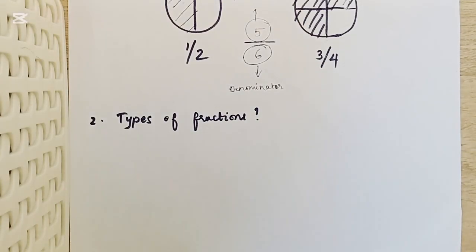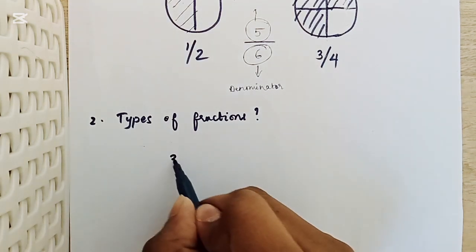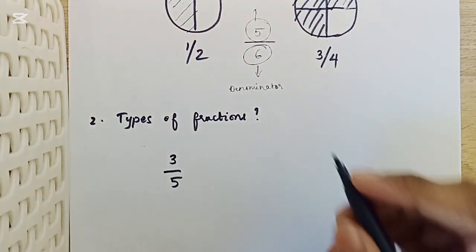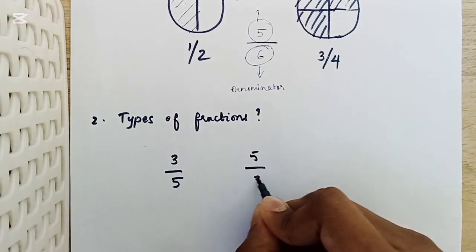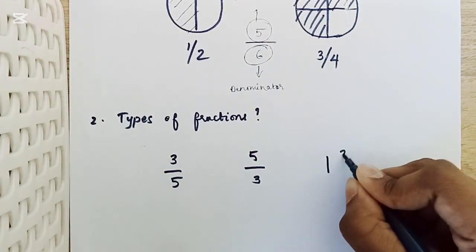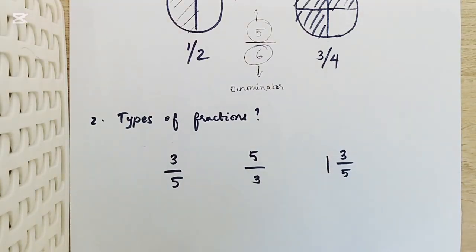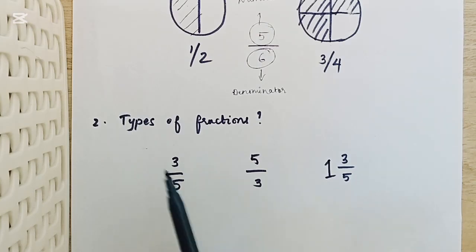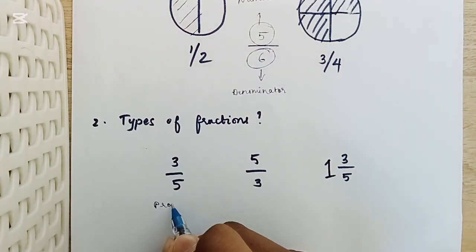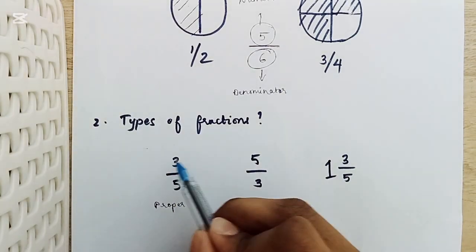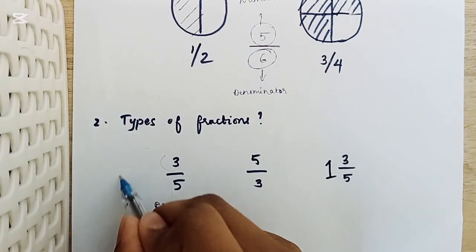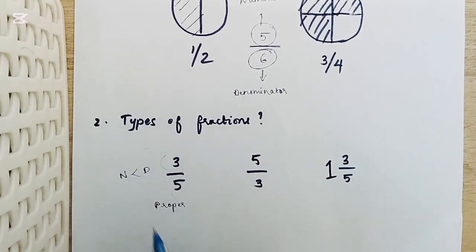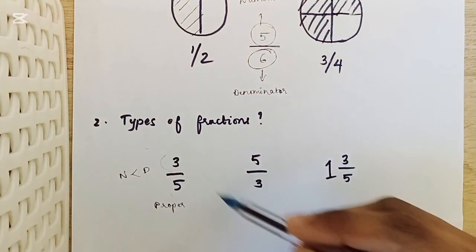The next thing that you need to know is the types of fractions. So mainly there are 3 types of fractions. I'll take an example: 3 by 5, 5 by 3, and 3 by 5. The fraction in which the numerator is lesser than the denominator is called a proper fraction.